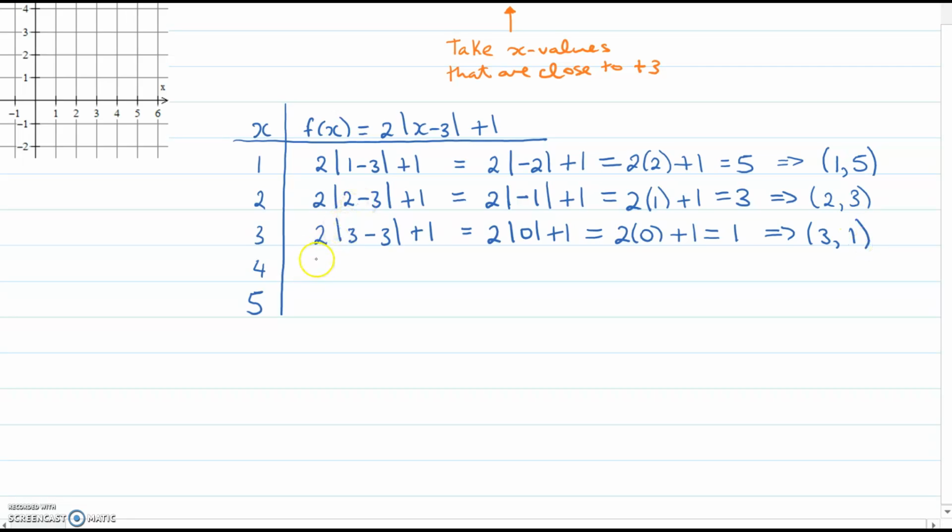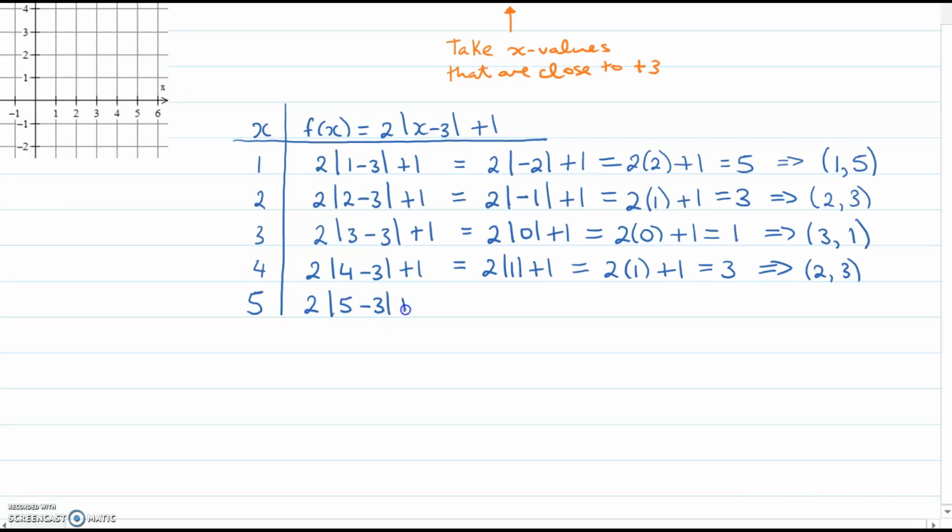Next line, and now x is 4, so wherever we had the x originally, we're going to put in 4. So we're looking now at 2 times the absolute value. 4 minus 3 is 1 plus 1. The absolute value of 1 is 1. So 2 times 1 is 2, plus 1 is 3. So that's the point 2, 3. And then finally, the last point that we need to look at, replace x with 5 this time. You're going to have 2 times the absolute value of 2 plus 1. The absolute value of 2 is 2. So it's 2 times 2 plus 1, which is 5. And that means we have the point 5, 5.